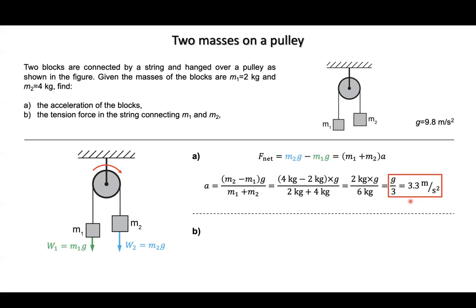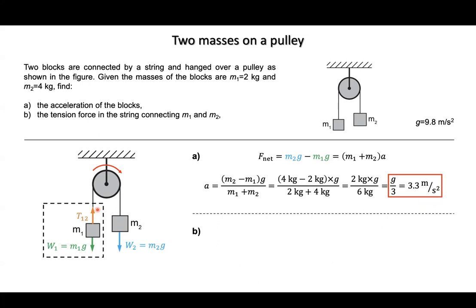Now, let's calculate the tension in the string connecting these masses. For that, we're going to just consider one of the masses. Let's choose mass M1. What are the forces acting on this one? The forces acting on this one are its weight and the tension force. And these forces are acting in opposite directions, because tension is pulling on mass 1, and under the influence of this tension, this block is moving up.